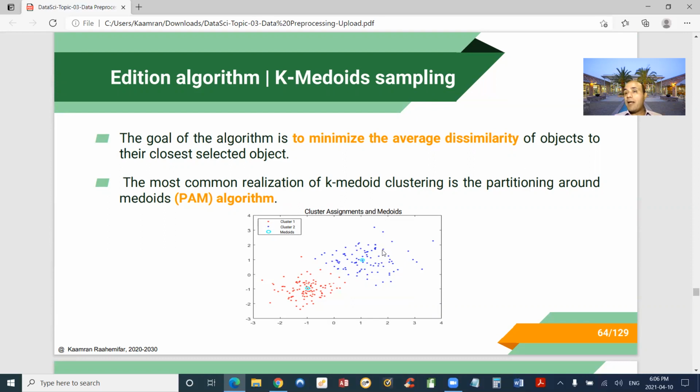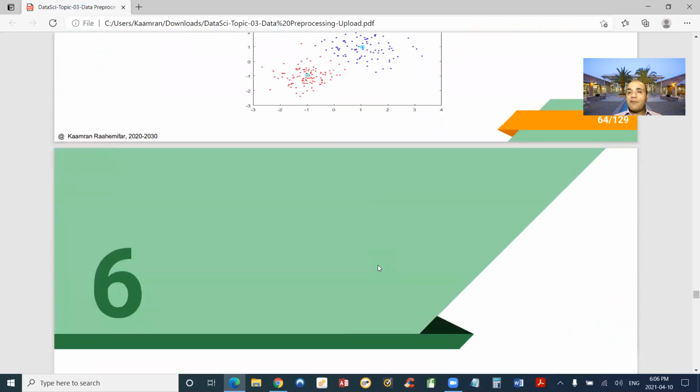So it depends. You're trying to make sure that the points you put together have as much similarity as possible. Or in other words, you want to minimize the average dissimilarity. That's what you want to do. Again, these are the topics we will be talking about.